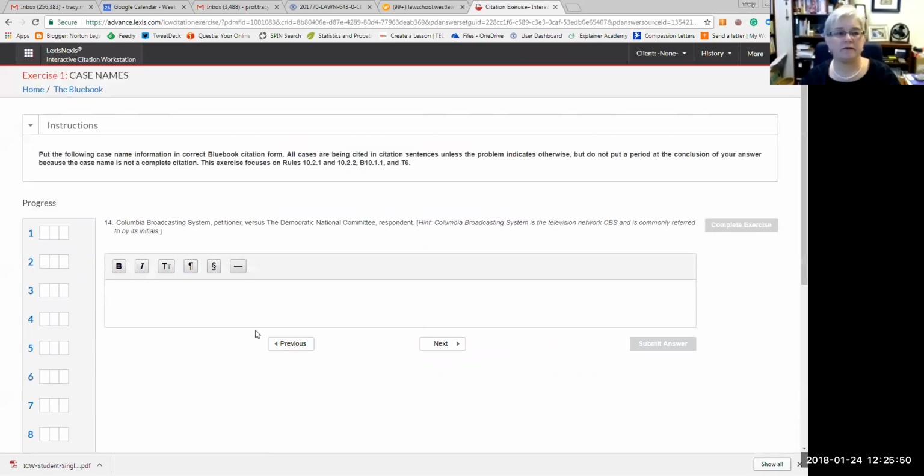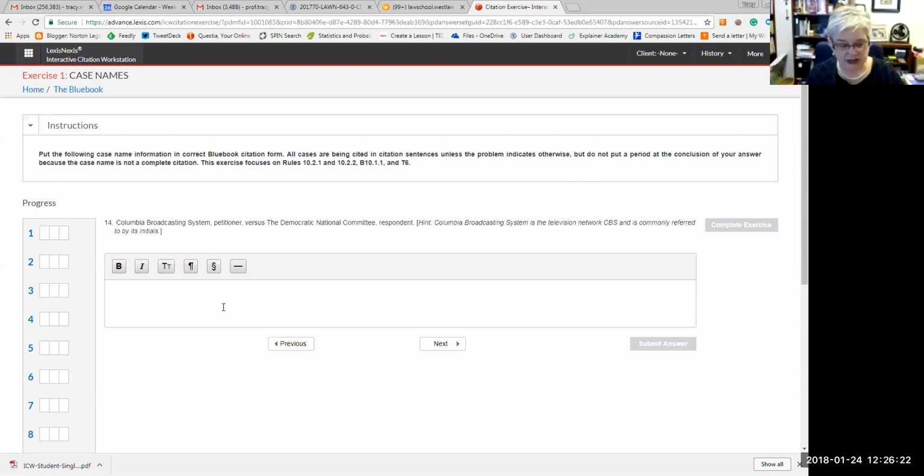And so the caption of the case is Columbia Broadcasting System, petitioner, versus the Democratic National Committee, respondent. And you're given some additional information that the Columbia Broadcasting System is the television network CBS and is commonly referred to by its initials. And that becomes important because one of the rules in 10 and in B10 is that you can use the initials for organizations or entities that are commonly referred to by their initials.